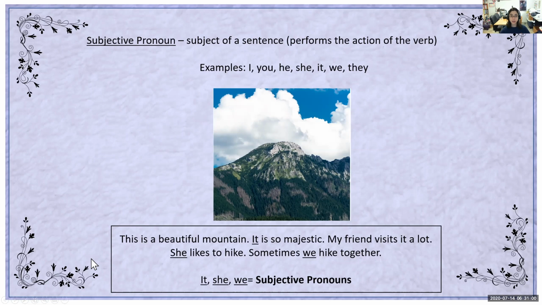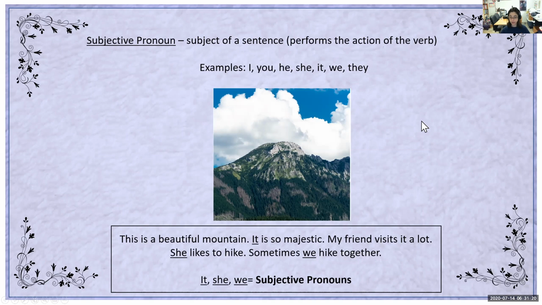My friend visits it a lot. She, another subjective pronoun, likes to hike. Sometimes we, another subjective pronoun, hike together. So you can see that it, she, we, these can all be used as subjective pronouns. And again, all of these should be on your list, so something to refer to. These are all subjective pronouns.